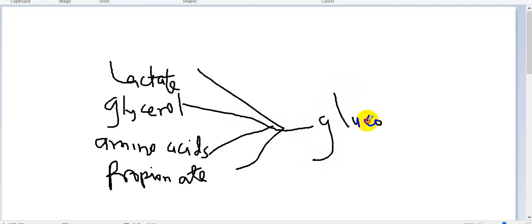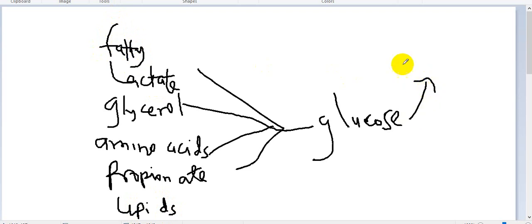When we are fasting and haven't eaten, we don't have any glucose or carbohydrate in the body. The body will now use lactate, glycerol, amino acids, even lipids or fatty acids. The body can fall on all these things to produce glucose for us to get energy through the process called gluconeogenesis. Gluco means glucose. Neo is new. Genesis is synthesis. So gluconeogenesis is the new synthesis of glucose.